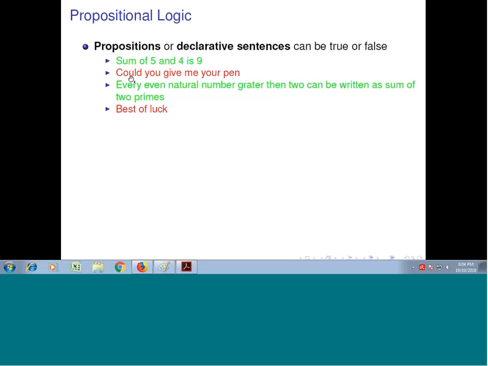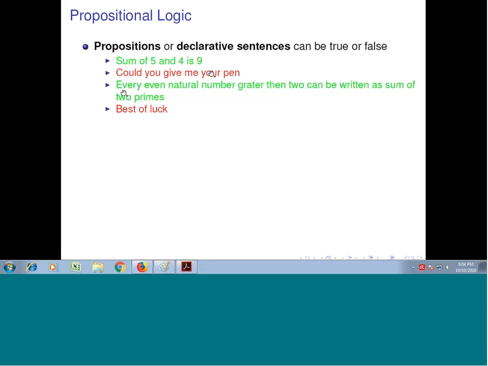Understand? This cannot be true or false. "He have given me a pen." "You have given me a pen." That can be true or false. If you have given me the pen, it's true. Otherwise, it's false. But "could you give me a pen?" Now it's a question mark. It's not a thing. All right.